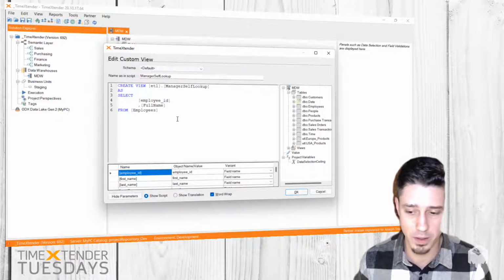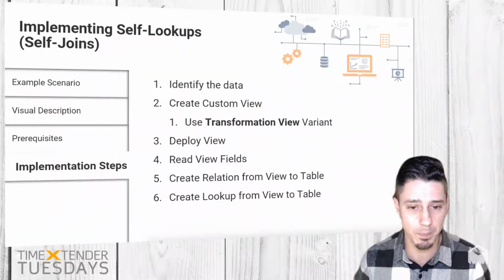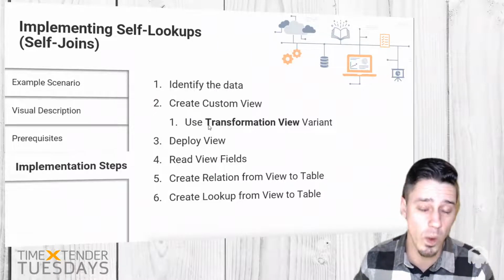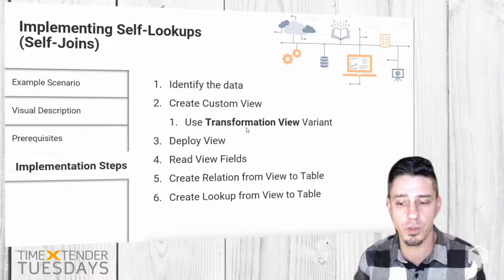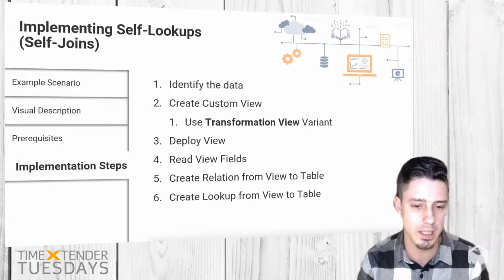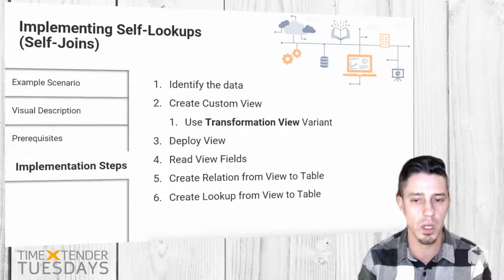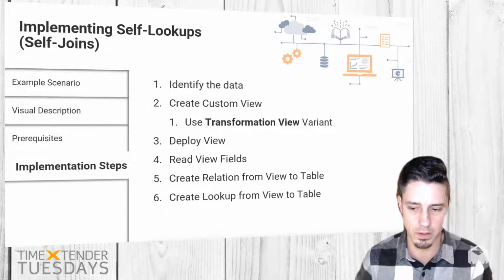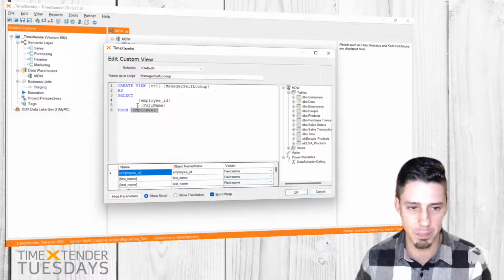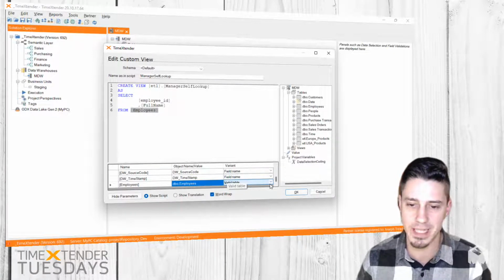Now, the most important thing here, and let's jump back to our implementation steps. We're creating our custom view, and we want to use the transformation view variant. This is very important because by default, when we're doing this, TimeXtender is going to try and pull the valid table variant. So let's take a look here. If you can see here, it's employees. It's creating a parameter of that employees table. You can see here DBO employees, and it's using the valid table.